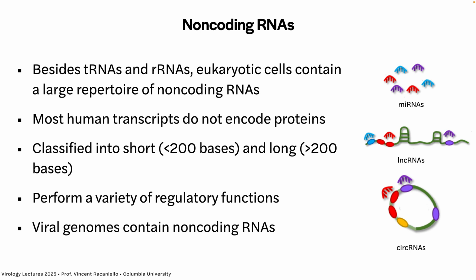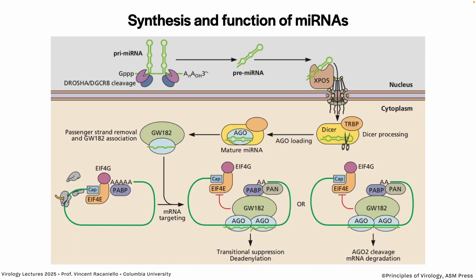Now, in addition to mRNAs, cells encode lots of other RNAs. In fact, most human transcripts don't encode proteins, and they're classified into short and long RNAs, 200 bases being the cutoff. They have a variety of regulatory functions, and they're encoded in viral genomes. They include microRNAs, long non-coding RNAs, circular RNAs, which have all sorts of functions that are just being explored and which we don't know about.